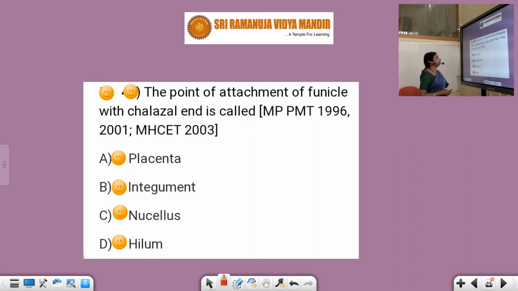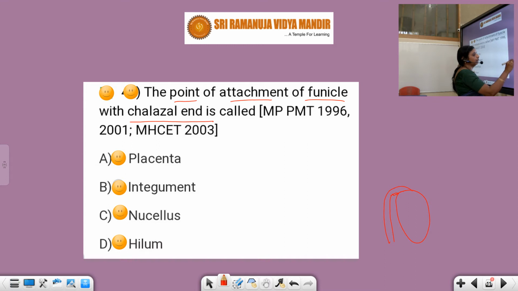Now let's see the next one. The point of attachment of funicle with the chalazal end is called, okay. This is the body of the funicle and this is the chalaza. So the point at which the funicle gets attached with the ovule is called hilum.